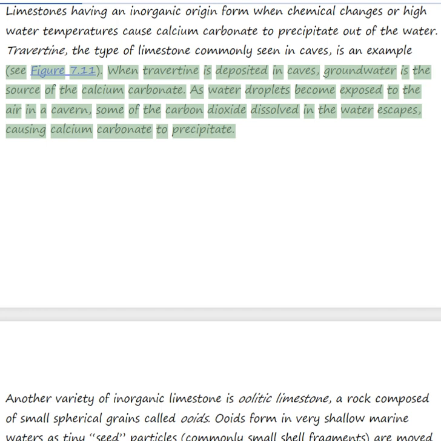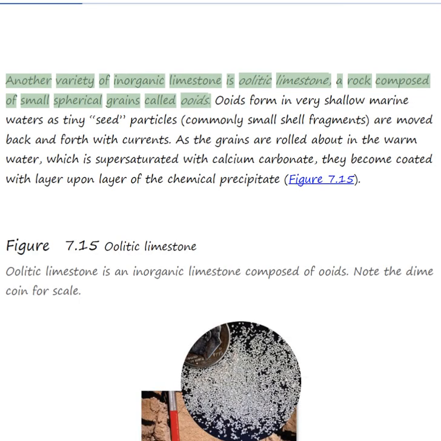As water droplets become exposed to the air in a cavern, some of the carbon dioxide dissolved in the water escapes, causing calcium carbonate to precipitate. Another variety of inorganic limestone is oolitic limestone, a rock composed of small spherical grains called ooids.